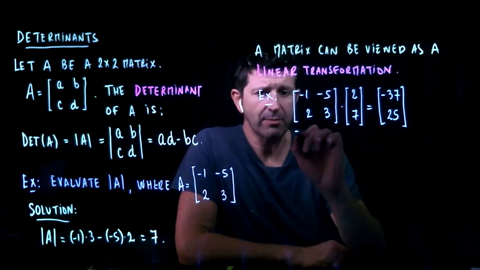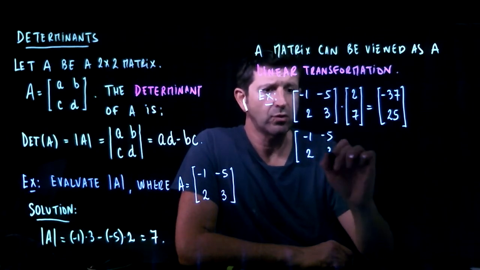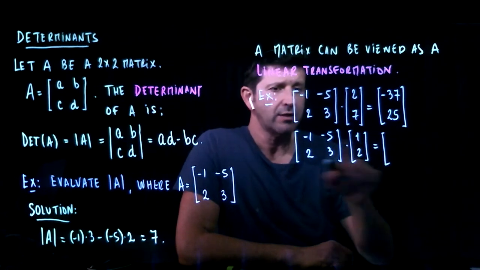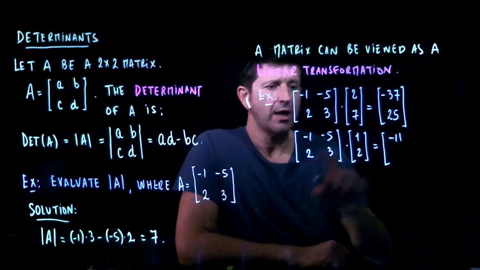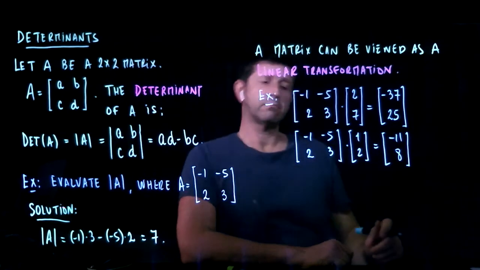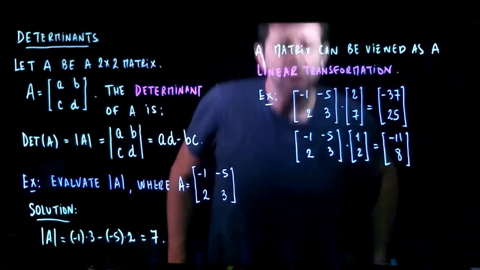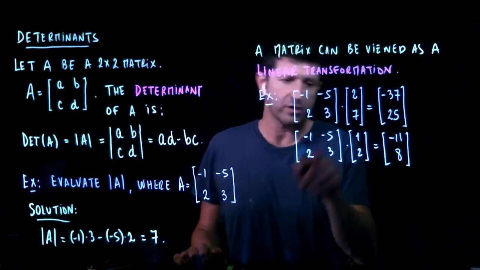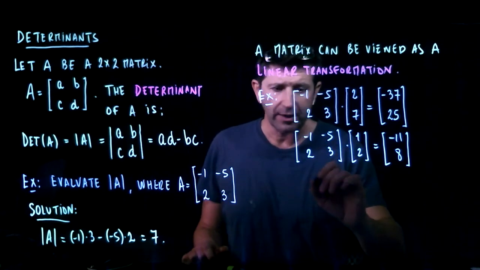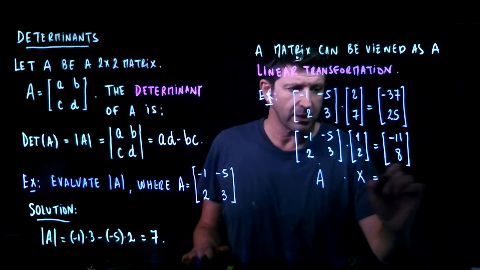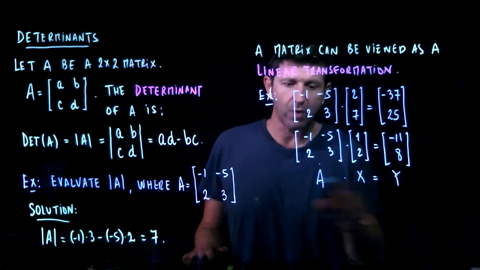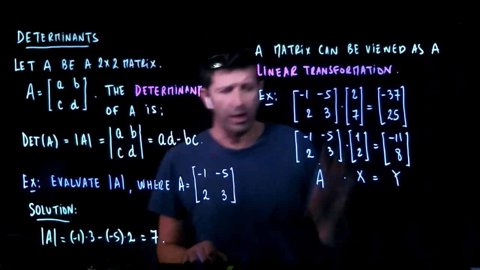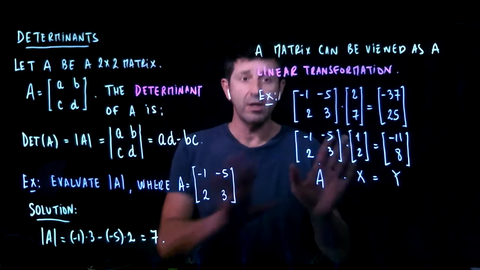Let's do another example. With -1, -5, 2, 3, if I put in the vector 1, 2, what comes out? Well, -1 minus 10 is -11, and 2 plus 6 is 8. That's it. So any vector has an image when this transformation is applied to it. So we write basically A times X equals Y, just like a function, f of X equals Y, so this f of X is A times X. I'm not going to go any further than this for now. No questions on this?